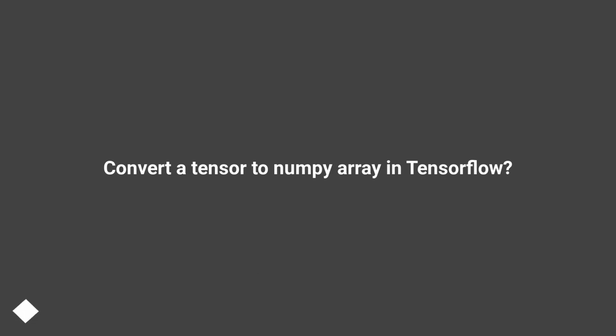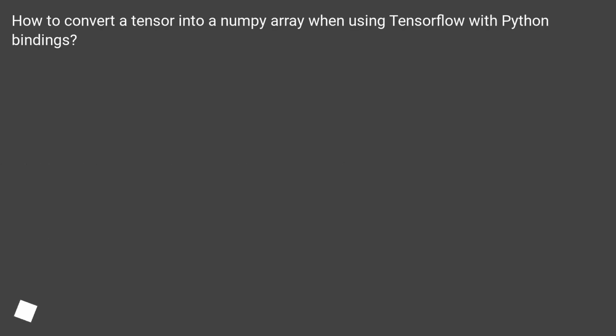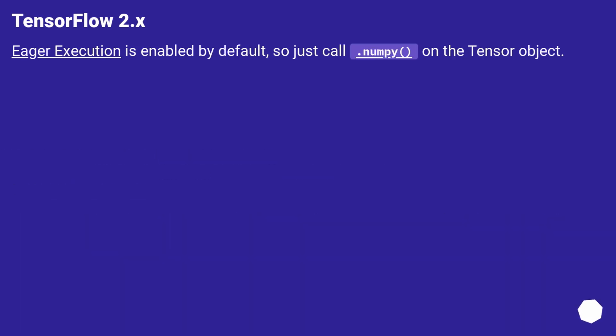Convert a tensor to numpy array in Tensorflow. How to convert a tensor into a numpy array when using Tensorflow with Python bindings? Tensorflow 2.x. Eager execution is enabled by default, so just call .numpy on the tensor object.